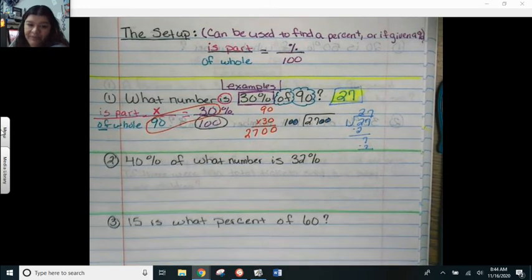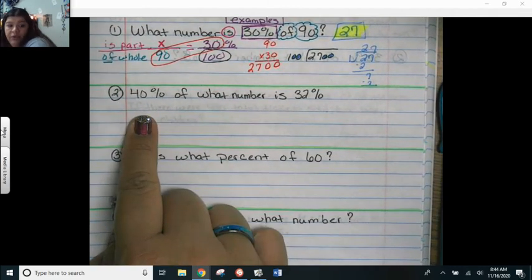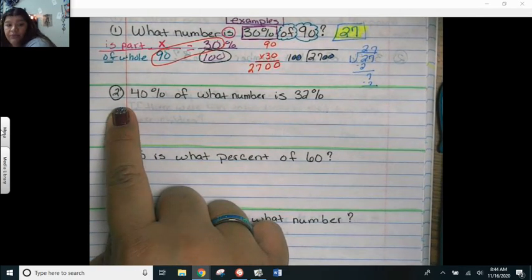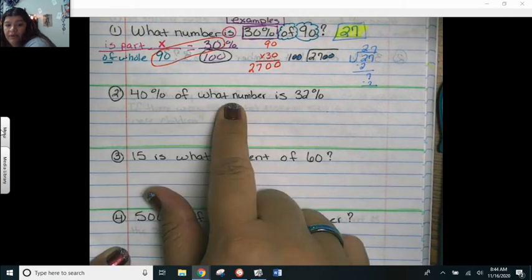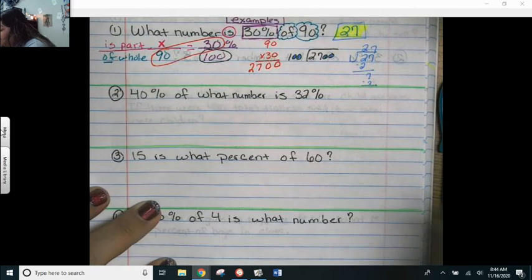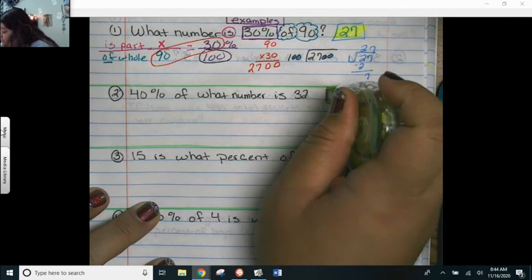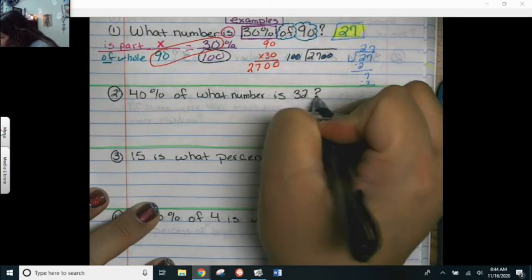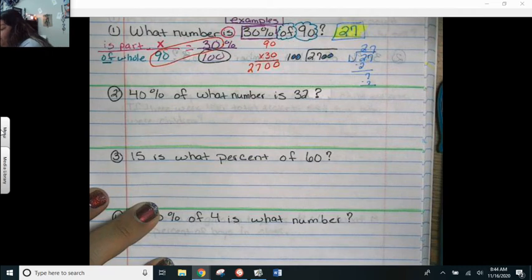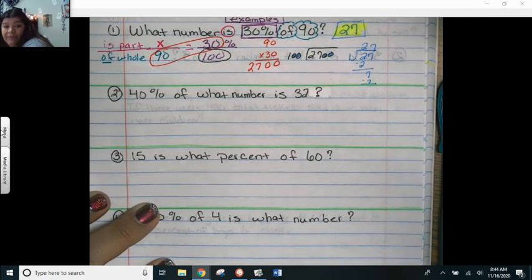Let's try another one. Okay. Go ahead and write this down if you haven't. Question 2, 40% of what number is 32? That's supposed to be a question mark. Question mark. There we go. 40% of what number is 32? Okay. Got it? All right.